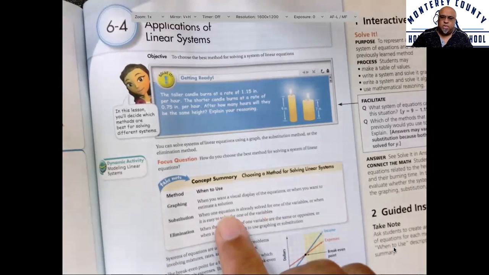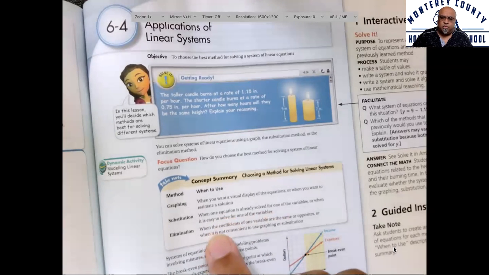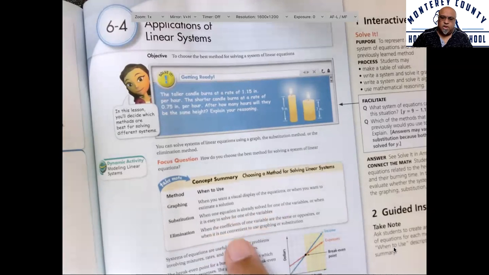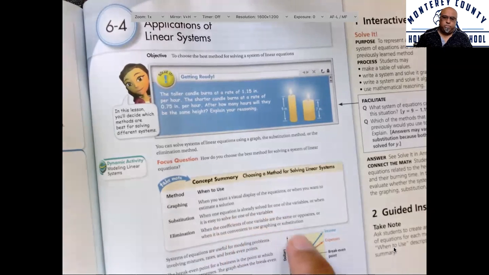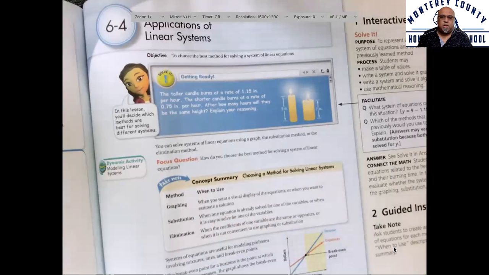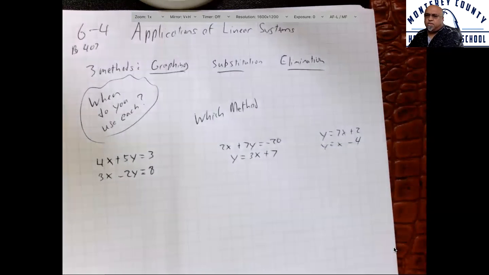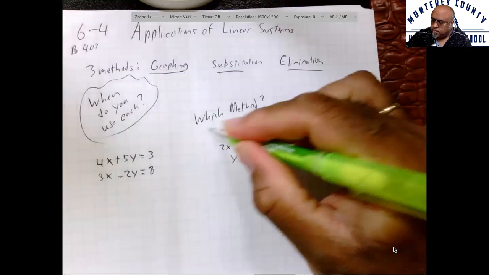The elimination method: when the coefficients of one variable are the same or opposite, or when it is not convenient to use the other two methods of graphing or substitution. So with the elimination method, it's like, oh, I have 5x and negative 5x. Then it's super easy to use that method. Okay, so let's take a look. The question for today's lesson is, which method do you want to use?